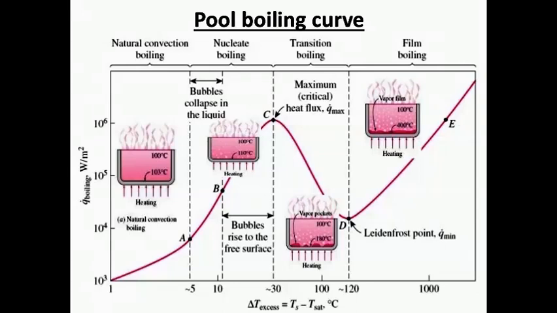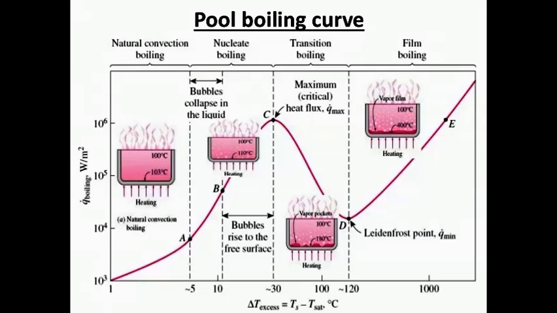curve toward point C. The nucleate boiling regime can be separated into two distinct regions. In region A to B, isolated bubbles are formed at various preferential nucleation sites on the heated surface. But these bubbles are dissipated in the liquid shortly after they separate from the surface.